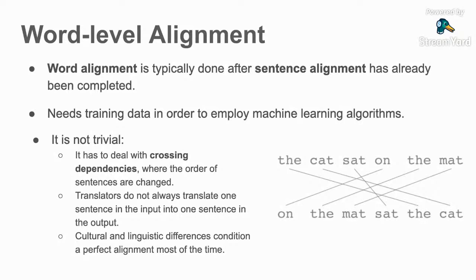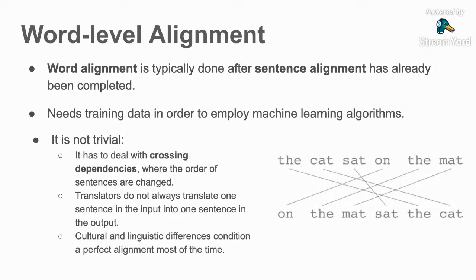So typically, in automatic methods, we perform word alignment after a higher level alignment has already been completed. So we go from document to sentence and then from sentence to word. And as I mentioned, we need to have some training data in order to have a machine that actually understands how to use algorithms to appropriately align words.